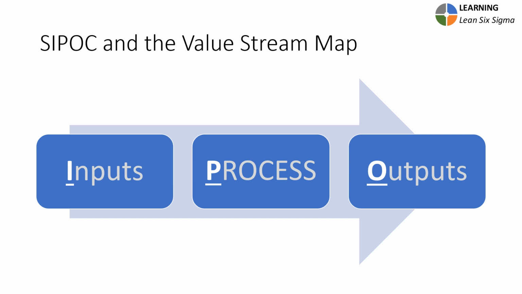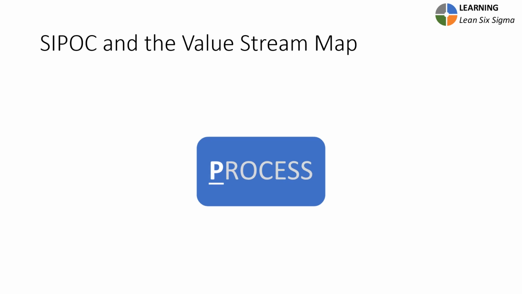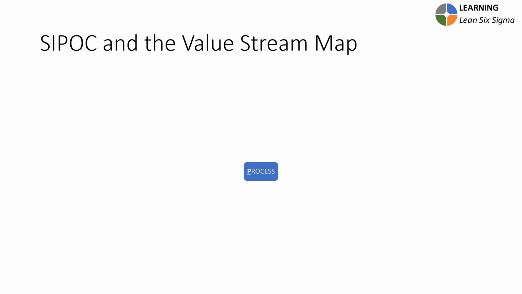So I wanted to share with you just very quickly how the SIPOC diagram is connected to the value stream. I go back to this very high level inputs, process, outputs diagram, and I'm going to strip away the inputs and the outputs, and zoom out just a little bit to look at a little bit more detail. And let's use a manufacturing example.